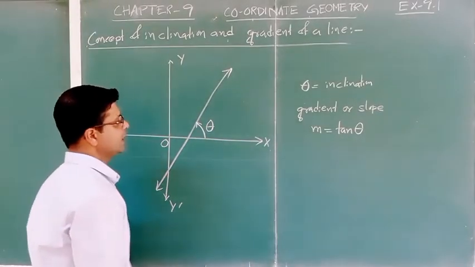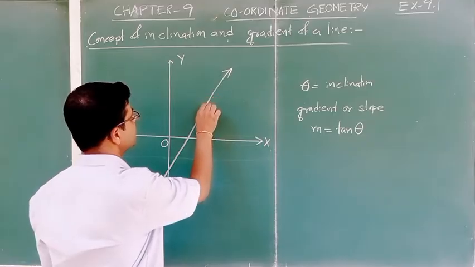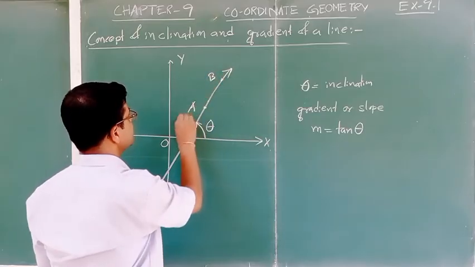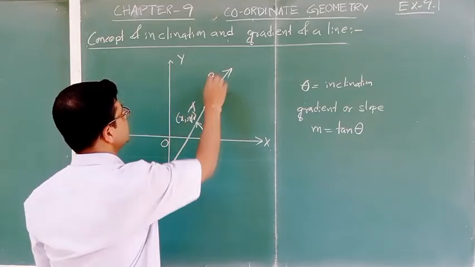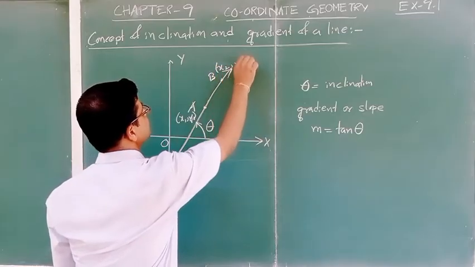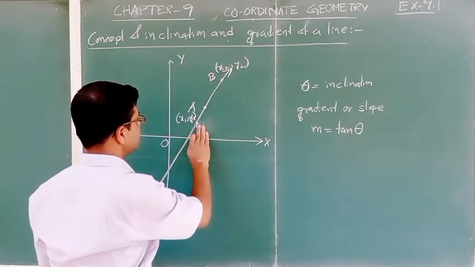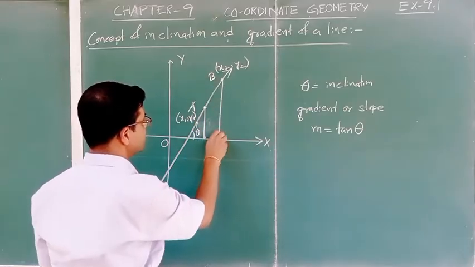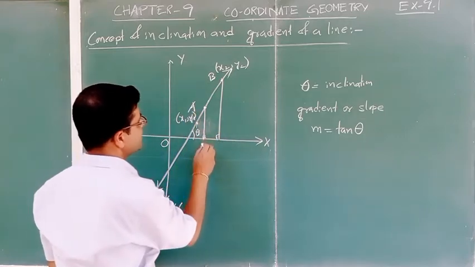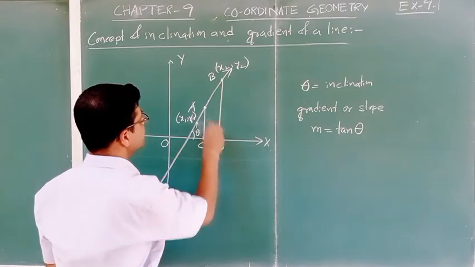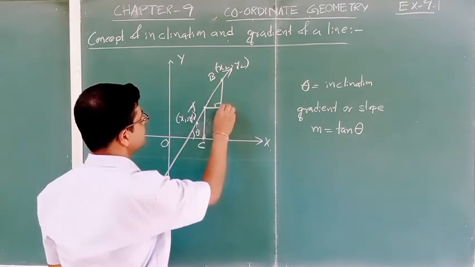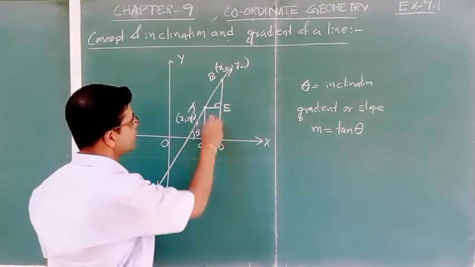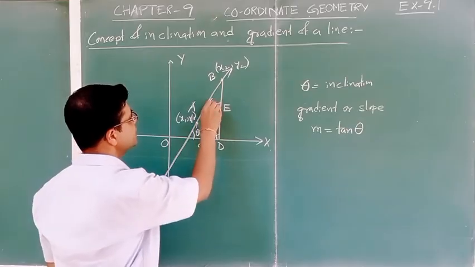Now, how can we find this angle? Let us choose a point, suppose this is point A and this is another point B. Its coordinates are x1, y1, and x2, y2. This angle is theta. Now from here let us draw a perpendicular, and from here also we draw a perpendicular. Suppose this is C and this is D. From here we draw another perpendicular, suppose this is E. Now these lines are parallel to each other. As this is theta, this is also theta.